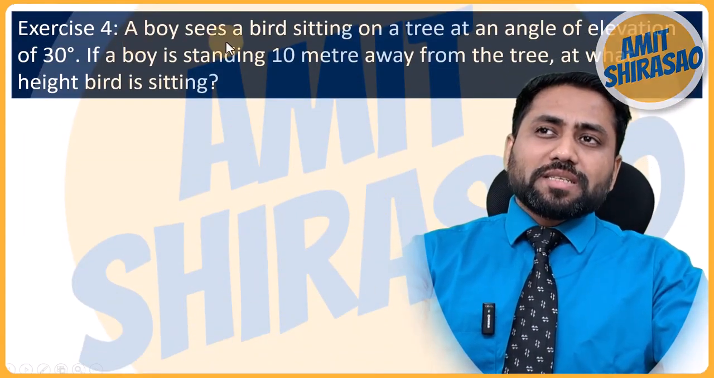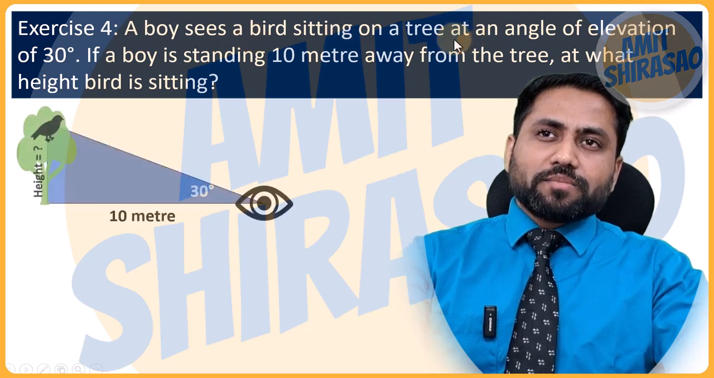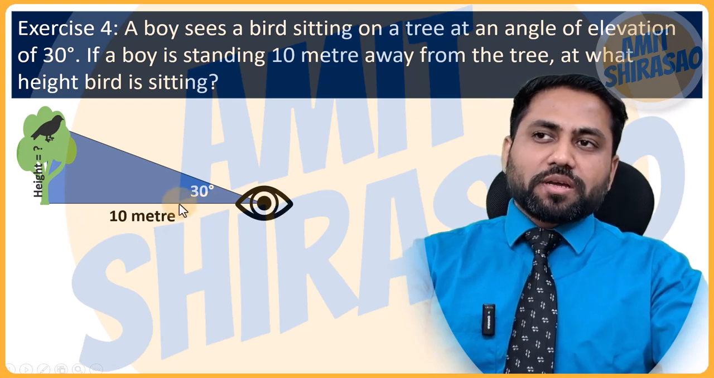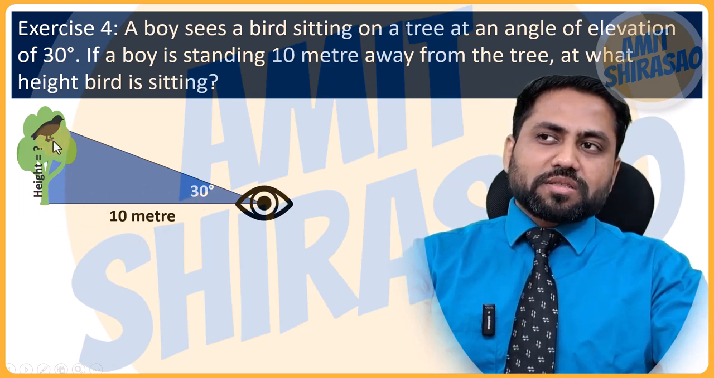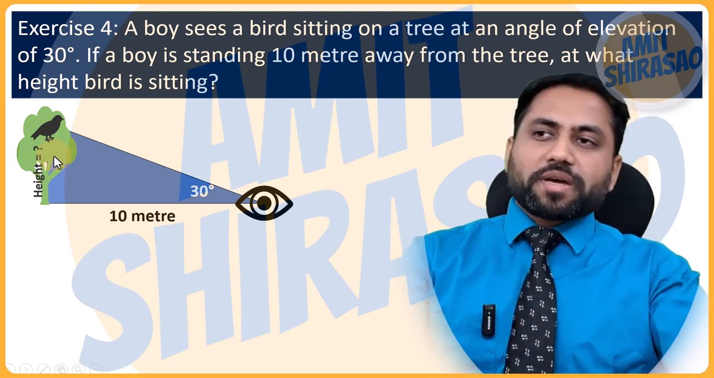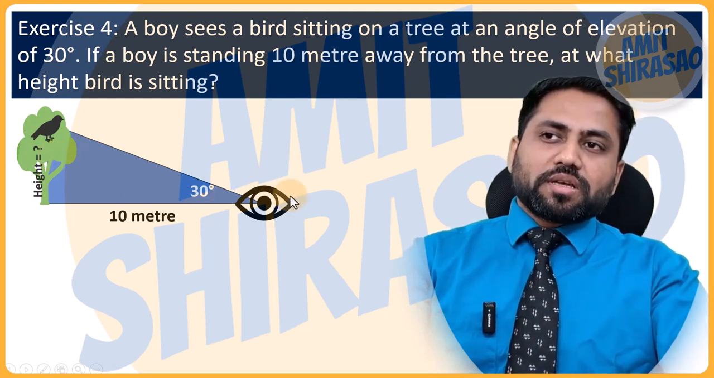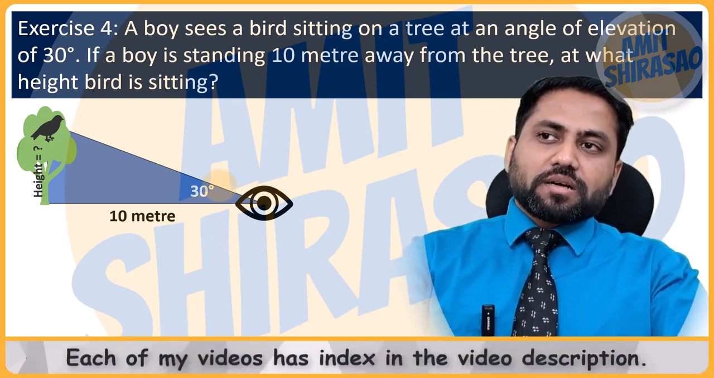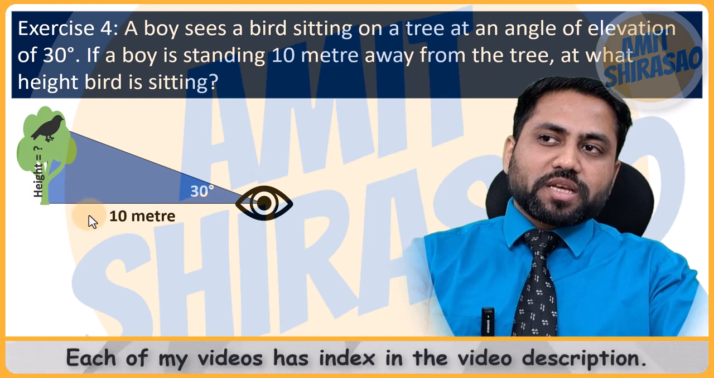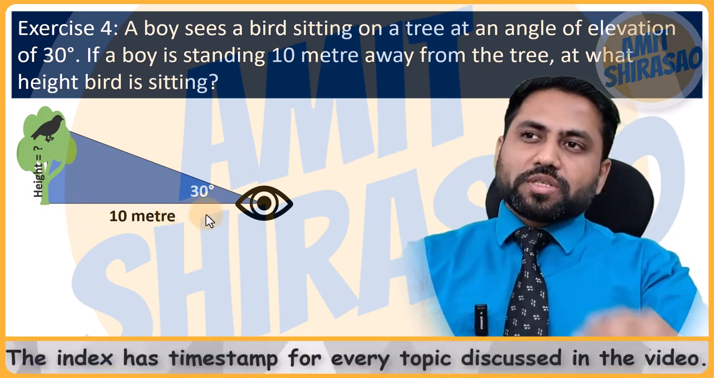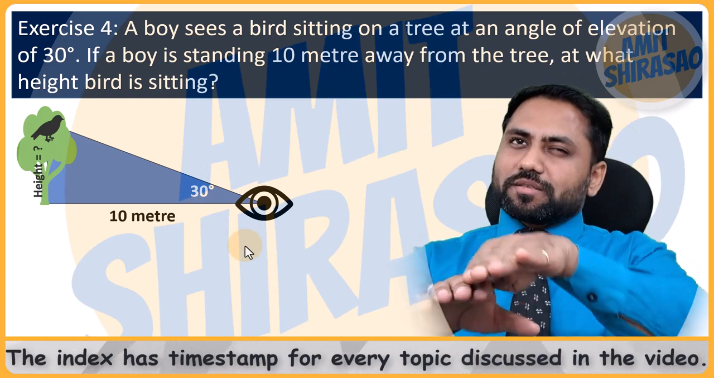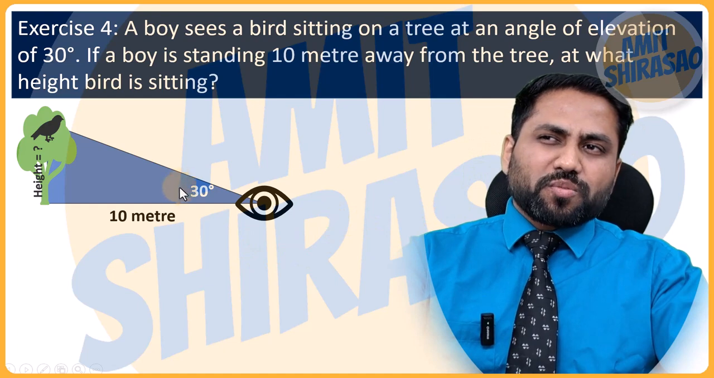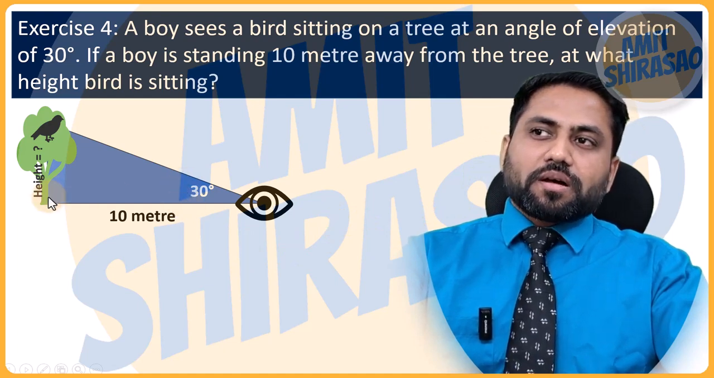A boy sees a bird sitting on a tree at an angle of elevation 30 degrees. Let us imagine that this tree is the tree at his home, and he is sitting in the neighbor's house. The distance between the tree and the boy is 10 meters, and this being a standard angle, you can guess about standard angles. So the angle at which the bird is sitting is probably 30 degrees.